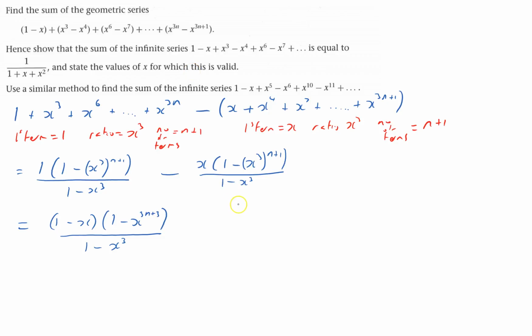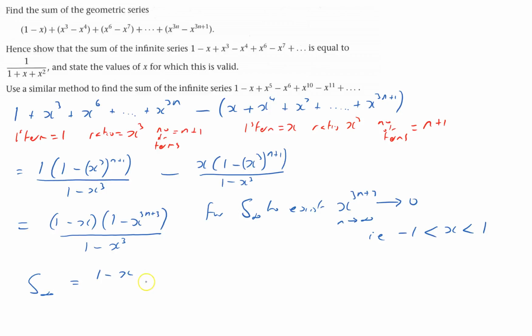Okay, well, for sum to infinity to exist, then this term, the x to the 3n plus 3, must tend to 0 as n tends to infinity, i.e. minus 1 is less than x, which is less than 1. Now in that case, then we've got sum to infinity equals, well, this bit will become 0, and so we've got 1 times that, so it's going to be 1 minus x over 1 minus x cubed.